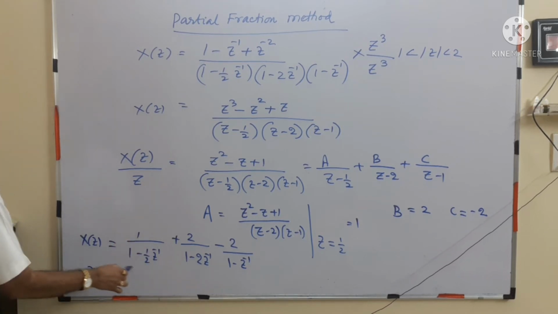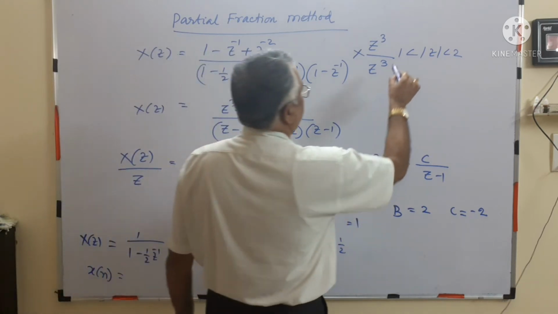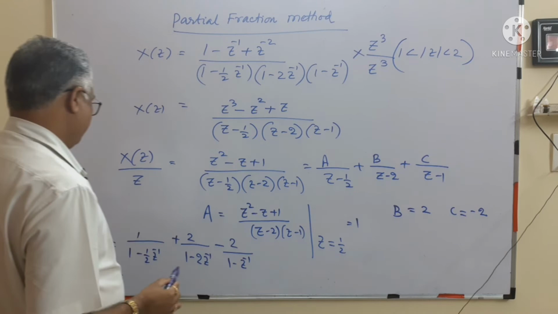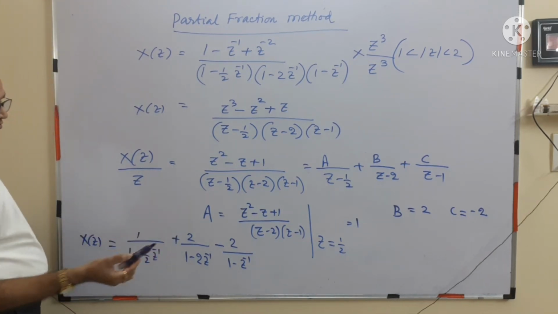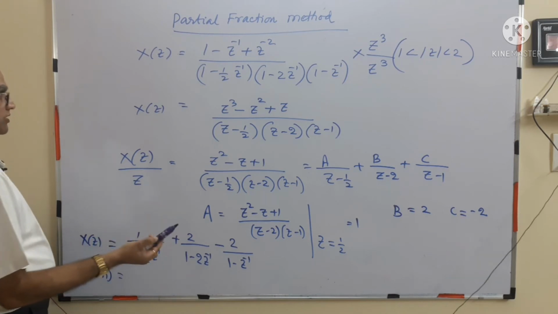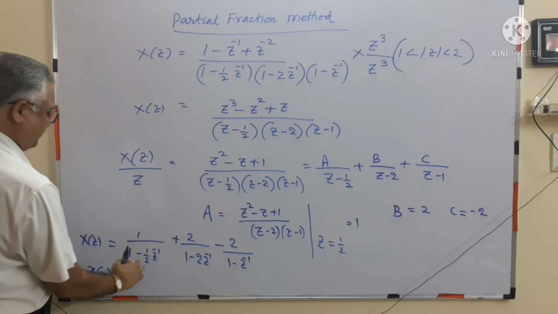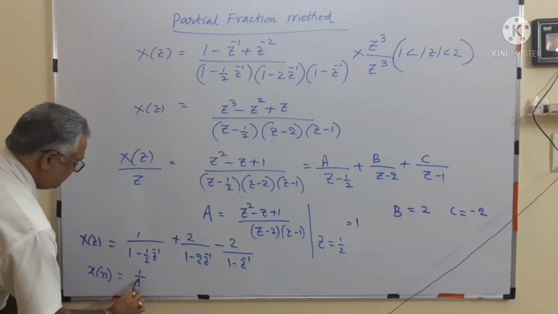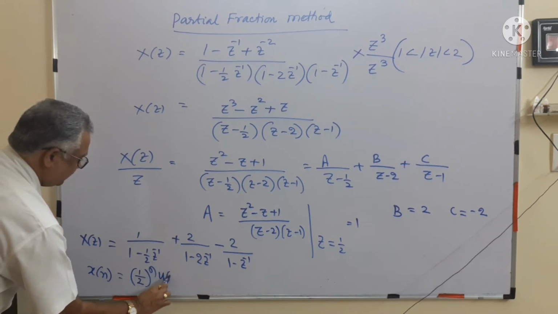So what is the inverse of this? Taking ROC greater than 1. If it is ROC greater than half, right side. So he is taking greater than 1, that itself is greater than half, so right side. Therefore this answer is (1/2) to the power of n, u of n.